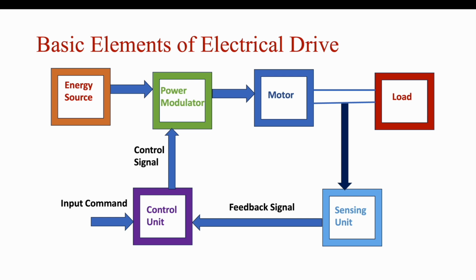The first block is the energy block, and the second block is the power modulator, and then motor, and then load. But in between motor and load you have a sensing unit, and then you are getting a signal back from the sensing unit to the control unit, where you are also applying the input signals, and based on both the feedback signal and the input commands, the control unit works and sends that signal, or you can say the control signal, to the power modulator, where the power modulator decides either it needs to increase the speed or it needs to decrease the speed. We will discuss all these blocks one by one.